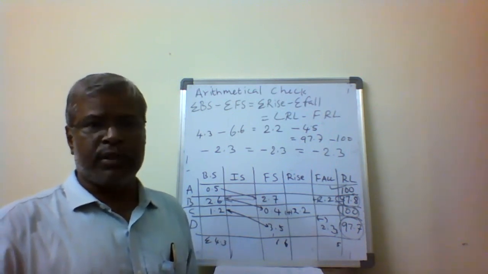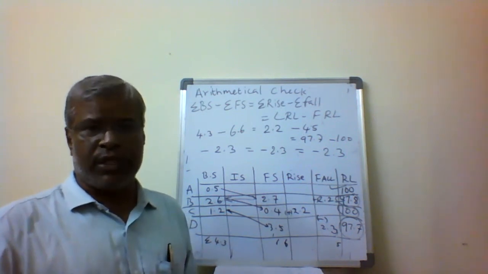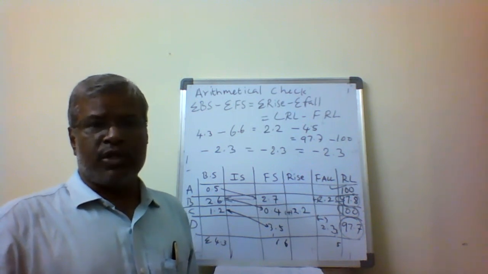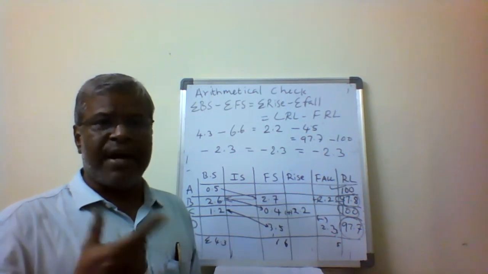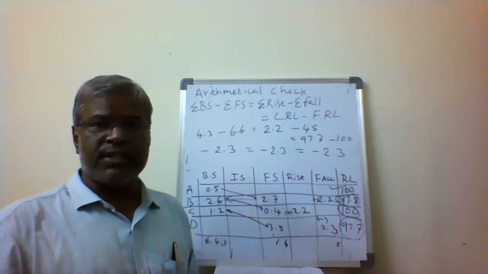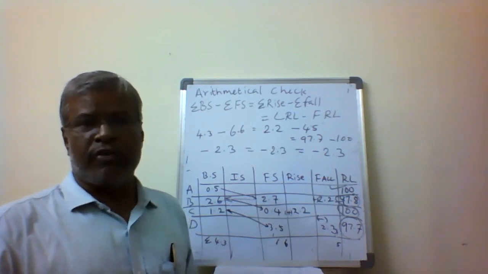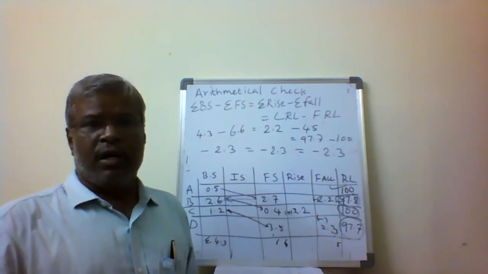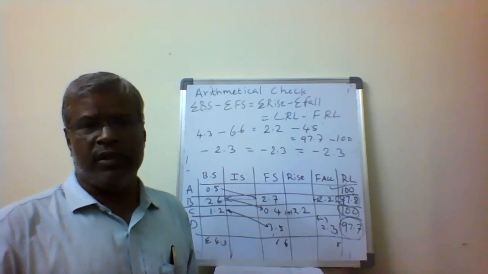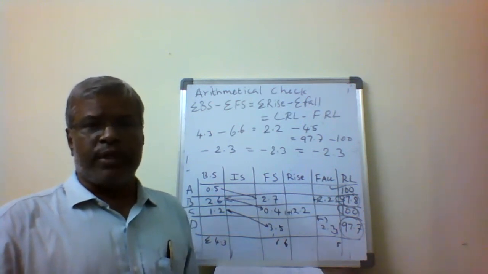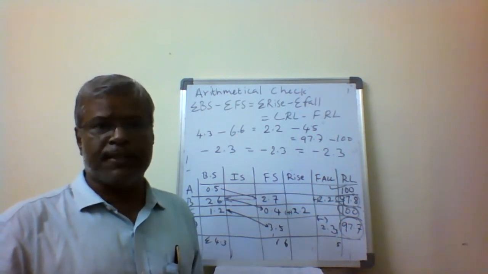In the height of instrument method, the arithmetical check is summation of back sights minus summation of fore sights equal to last reduced level minus first reduced level. In the case of the rise and fall method, we add one more equation: summation of rises minus summation of falls. That is, sigma of BS minus sigma of FS equals sigma of rise minus sigma of fall equals last reduced level minus first reduced level. So these are the two methods available to find the reduced levels, or elevations, of the points.